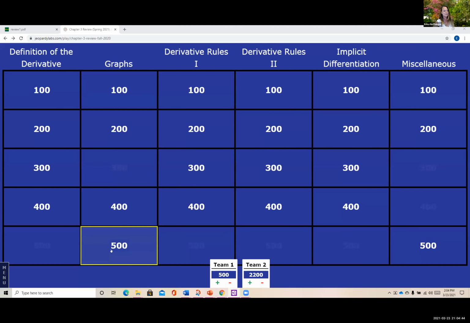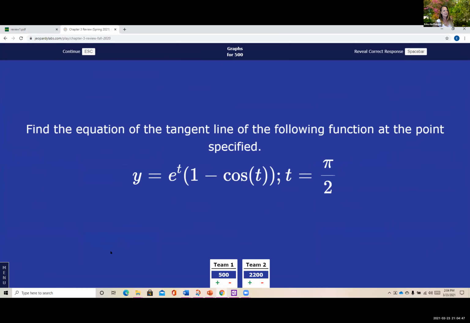So we're moving to graphs, 500 points. That's nice, or not. Find the equation of the tangent line of the following function at the point specified. So we have y equals e to the t, and that e to the t is all times the quantity 1 minus cosine of t. We're given that t is equal to pi halves, and that's where we want to find the equation of the tangent line on that function y. So pause the recording and try it.